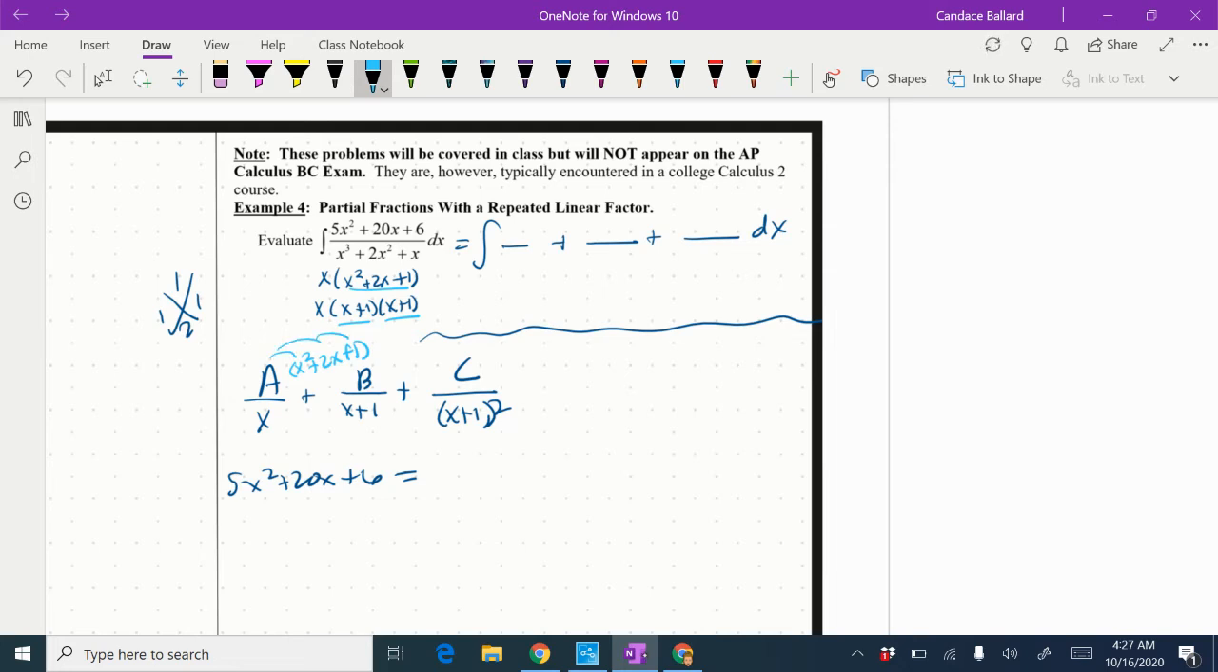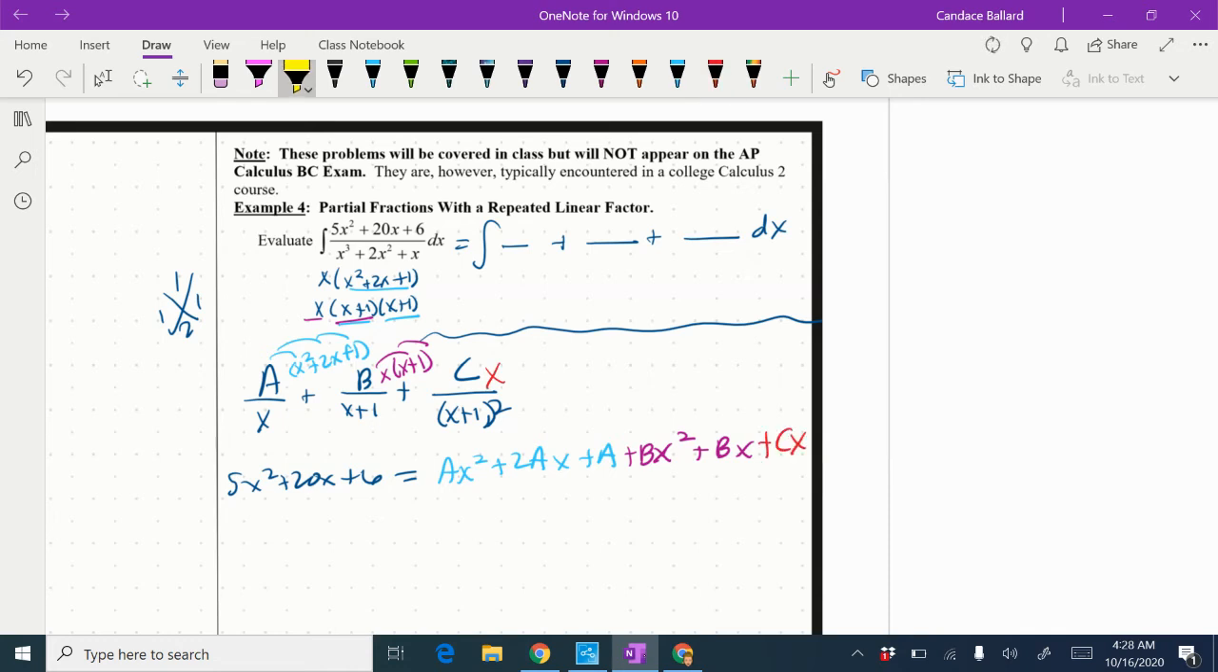I'm going to distribute that a. So we get ax squared plus 2ax plus a. Then I'm going to multiply this one by x times x plus 1, because that's what would be missing from here. So I'm going to distribute this in. So I get bx squared plus bx. And then finally, I'm going to multiply by what's missing here, which is just an x, so plus cx.